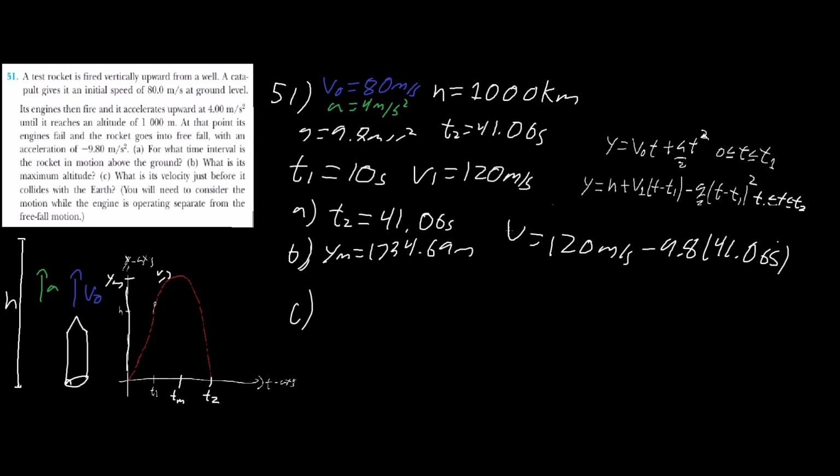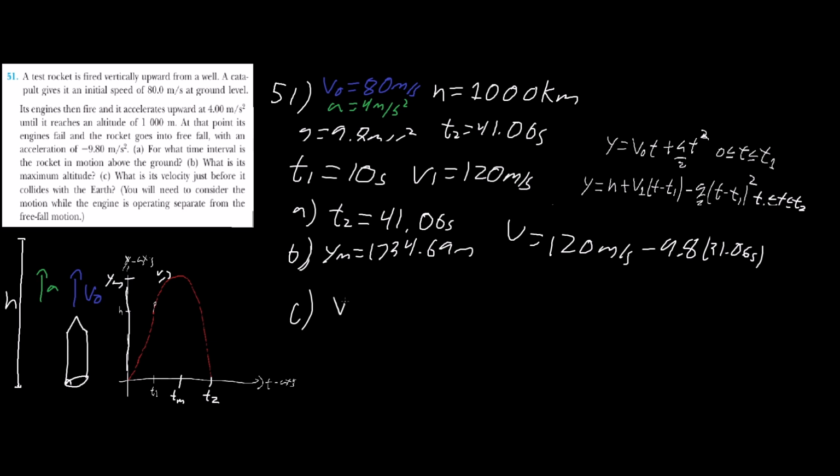Oh wait, I got 522, but that's not what I got. Oh, I'm an idiot. It's 31.06 seconds. Okay. I was like, that's not what I got. No, but oh, I was so close. Okay. So 120 meters per second minus 9.8 times this interval. Okay, yeah. So that makes sense. It's actually t minus that t1.